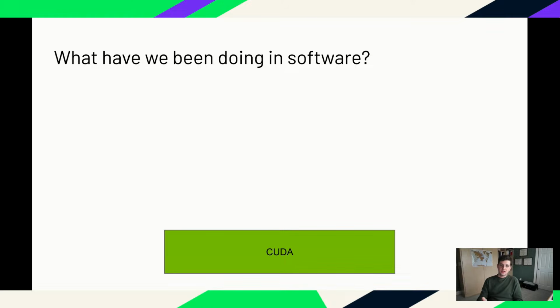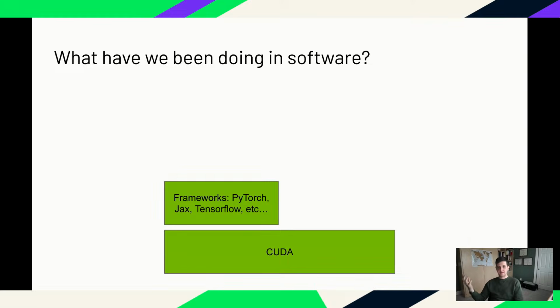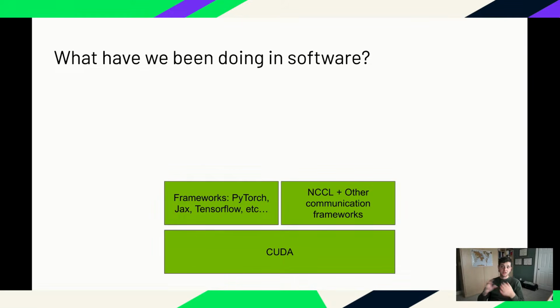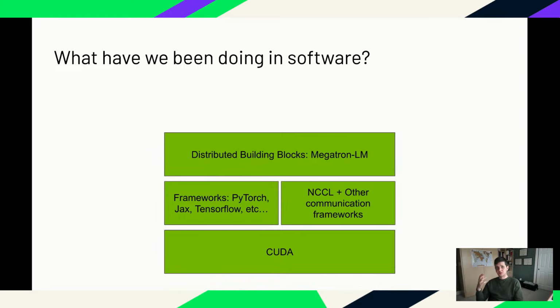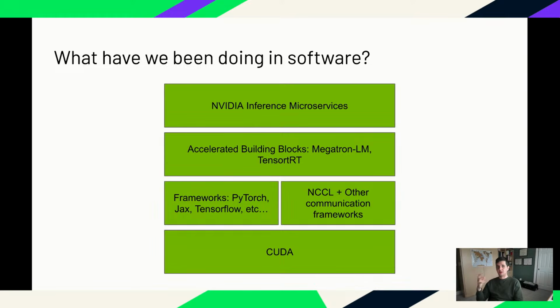And in software, we've been following the same abstractions that we've been following in hardware. So in hardware, we had the GPU and we built that into a DGX box, and then we built that into a superpod. In software, we build on top of CUDA. We build frameworks on top of it like PyTorch, JAX, and TensorFlow. We build communication frameworks that allow us to communicate between GPUs. And then we build distributed building blocks like Megatron LLM and TensorRT. And then we integrate that at the top level in NVIDIA Inference Microservices, which is what I work on.